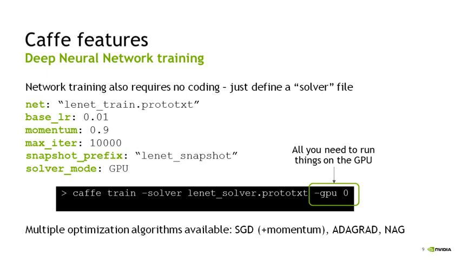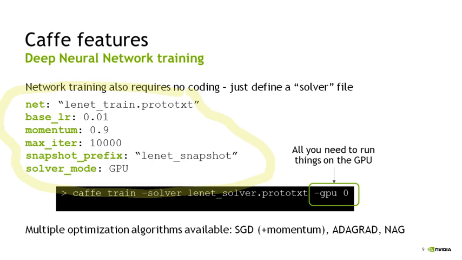So you see an example in the center of the slide here. I'll just highlight it because there's a lot on this slide. That example in the yellow circle is saying that our network is defined in this lenet_train.prototxt file. We're going to have a base learning rate of 0.01, momentum of 0.9, which is another parameter of some of the neural network training algorithms, and we're going to train for a maximum number of iterations of 10,000.